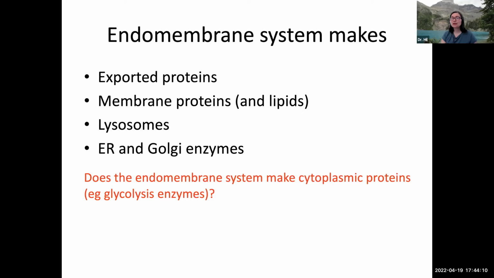So proteins that are going to stay in the cytoplasm, like enzymes that are doing cytoplasm-y things, like the glycolysis enzymes, those are just made by ribosomes that are in the cytoplasm. They're not made in the rough ER.